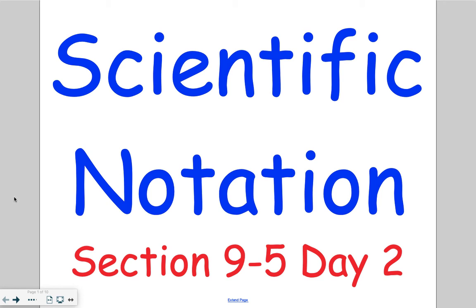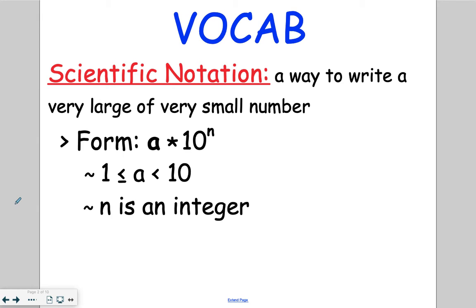Hello class, and welcome to the second day of section 9.5, which is going to continue to talk about scientific notation. Our goal for this lesson is to be able to multiply and divide numbers written in scientific notation. So again, we're just going to revisit that scientific notation gives us the ability to write large or small numbers without writing out a bunch of zeros.